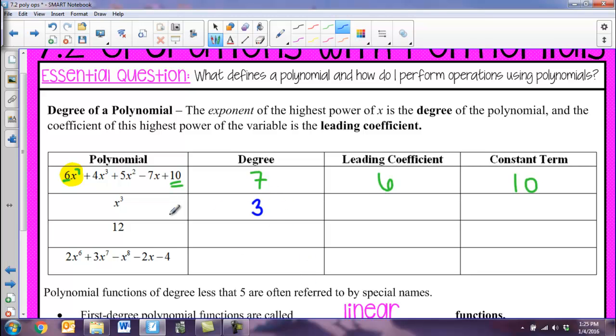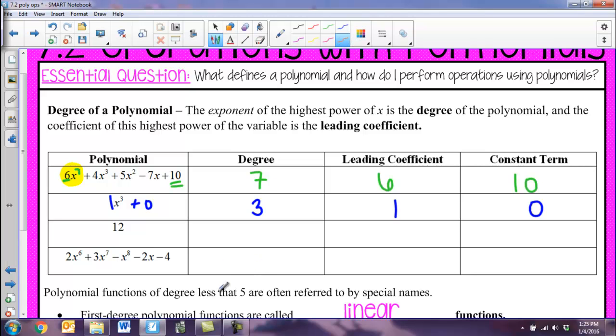The leading coefficient, don't forget there's that magical ninja 1 in front, so my leading coefficient is positive 1. And then I don't have a constant term here. Technically this is plus 0, so I don't have a constant. There is no number that doesn't have a variable.